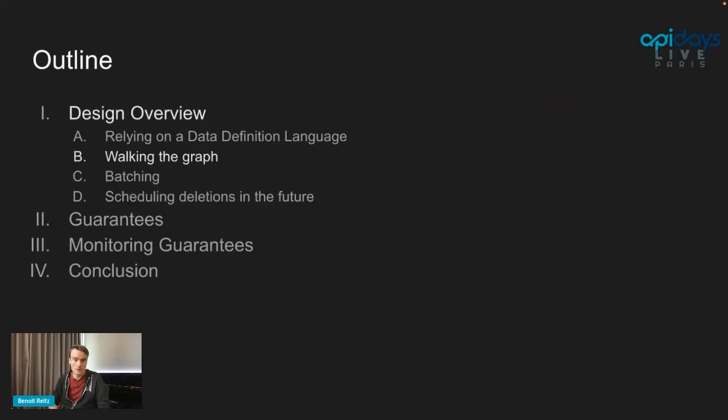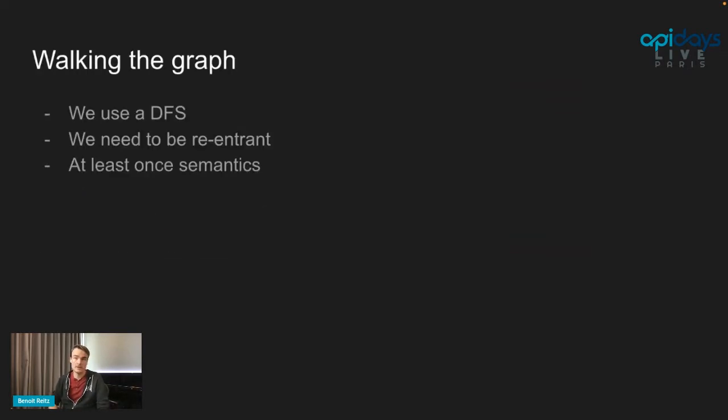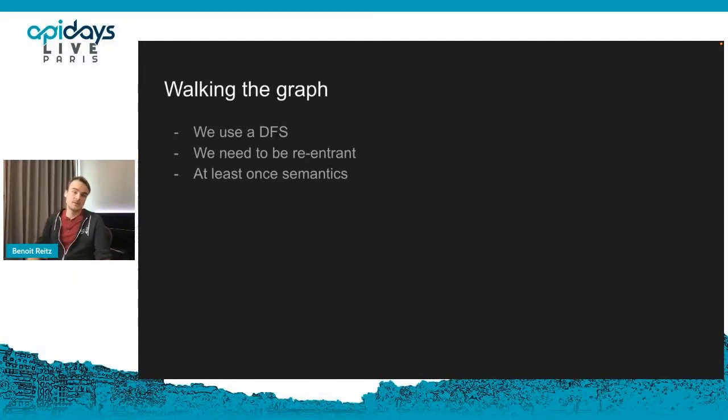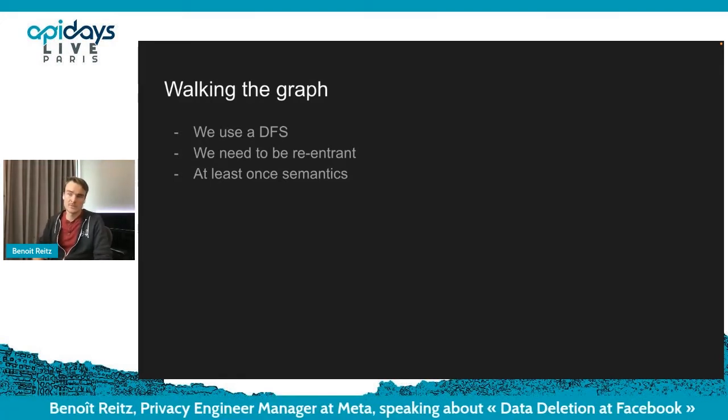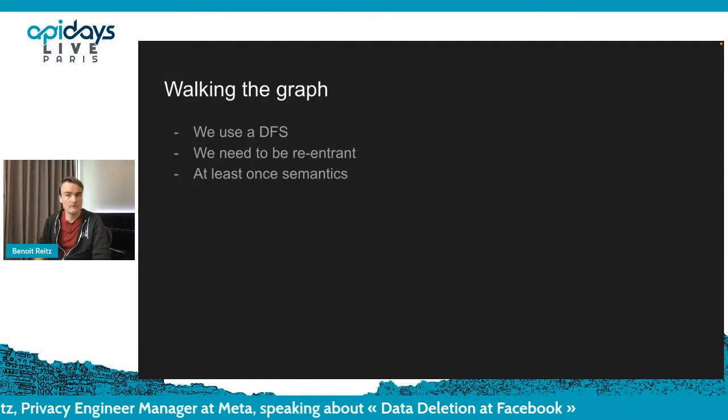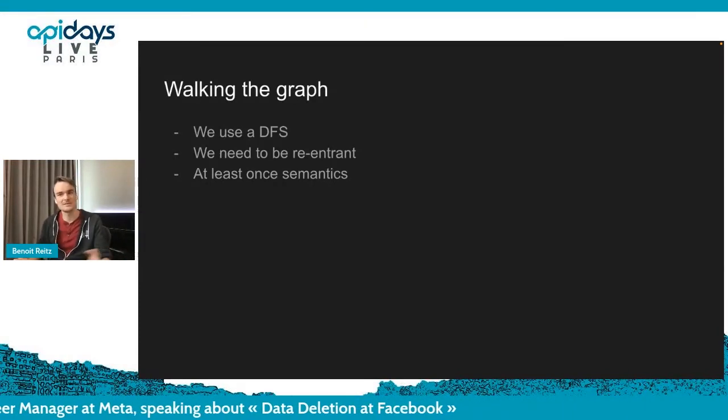Let's now look at how we actually walk over the graph. And we use a DFS because it is a simple algorithm to implement, and it's quite cheap to run in comparison to, for instance, a BFS. We need to be reentrant because we delete very large graphs, which we are not going to be able to delete in a single run. And we need at least once semantics. So every object needs to be deleted at least once.